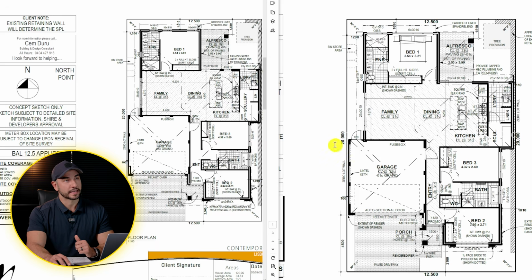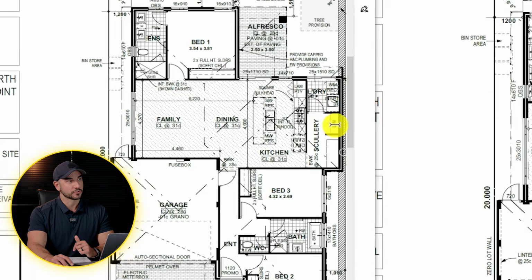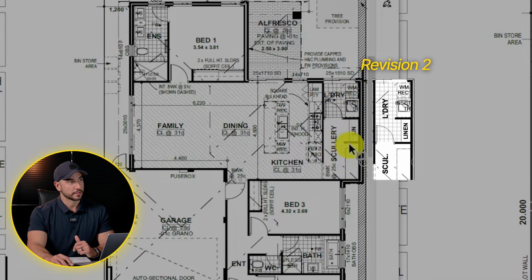And then last but not least, I've got the door moved down. So we've got this linen shelves here. I've moved the door down, made the laundry a little bit bigger, and then that way we don't have open shelves visible from our scullery. Those are all of the revisions I've made so far. So that's what I've covered in 2 revisions.